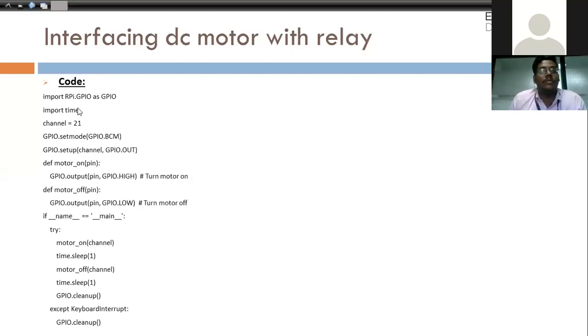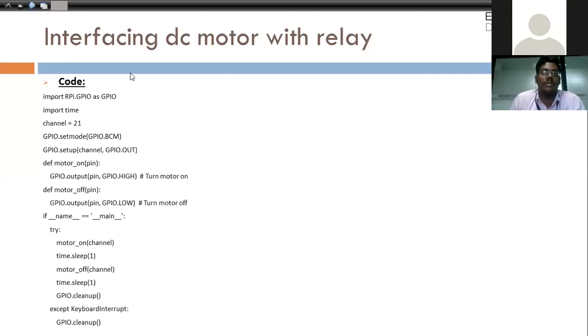So here I'm using the same. Import RPi.GPIO as GPIO. I'm importing the GPIO library for accessing the pins, and import time for delay. Here channel equal 21 is a variable name, so I'm using GPIO 21 for connecting the relay. Next, whenever we use GPIO pins, we need to set the mode: GPIO.setmode equal to GPIO.BCM.